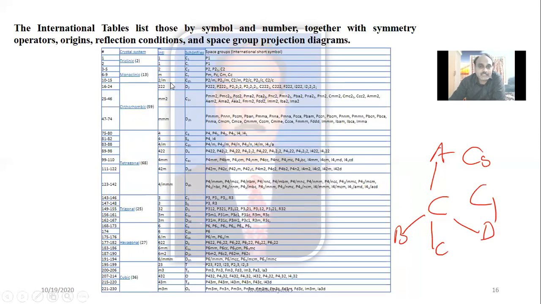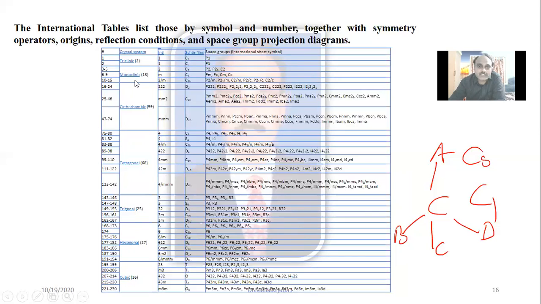And again, in the second type of monoclinic system, 2 by M, the order of the rotational axis is 2, and H, if there is a plane of symmetry, horizontal plane, then the point group is called C2H. But the same C2H can be symbolized as P2 by M, P21 by M, C2 by M, P2C, P21C, C2C. These are all different space groups symbolized for C2H point groups.